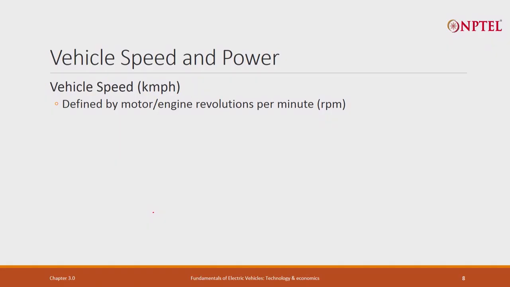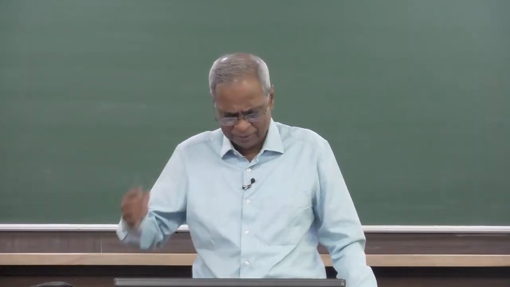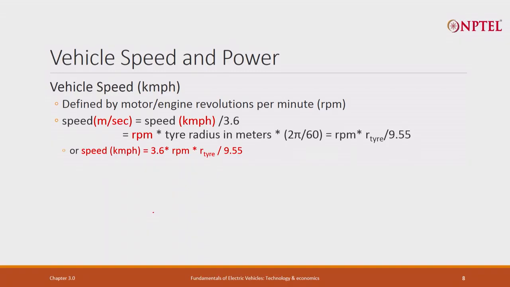Vehicle speed, as I told you, that we are used to is kilometer per hour, defined by motor or engine revolutions per minute. So, revolutions per minute and kilometer per hour, how is it related? It is a very simple thing. Basic speed is very often given in meter per second. Instead of kilometer, you put a meter, so you multiply whatever you get for kilometer per hour by 1000 to get the meter. But instead of per hour, you want per second, and an hour is 3600 seconds.